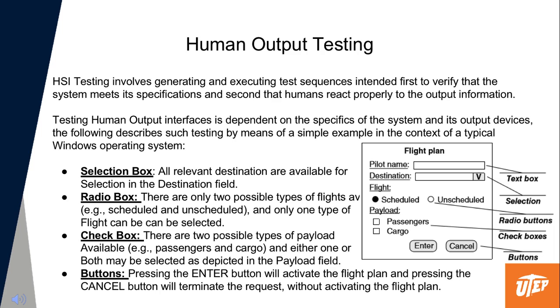Selection box. All relevant destinations are available for selection in the destination field. Radio box. There are only two possible types of flights available, for example, scheduled and unscheduled, and only one type of flight can be selected. Checkbox. There are two possible types of payload available, for example, passengers and cargo, and either one or both may be selected as depicted in the payload field. Buttons. Pressing the enter button will activate the flight plan, and pressing the cancel button will terminate the request without activating the flight plan.